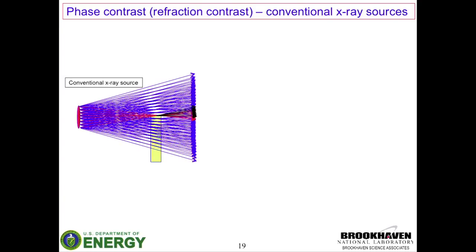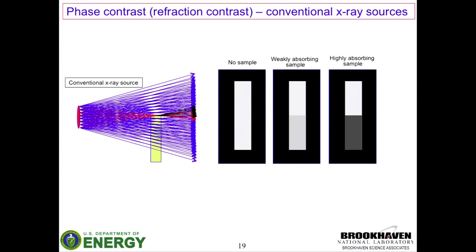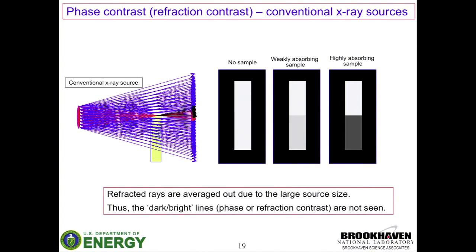Because the source size is so big, this bright and dark fringe that I was talking about gets averaged out due to the source size. So when you put in a sample, you don't see those dark and bright fringes, as I said before. That is because of the source size effect. The large source size averages out all these bright and dark fringes.